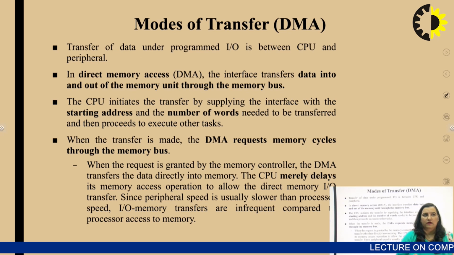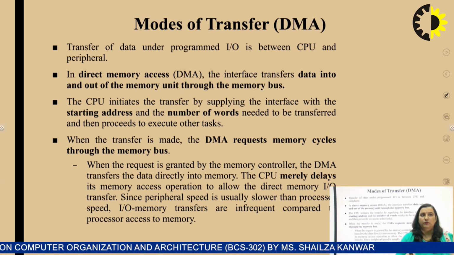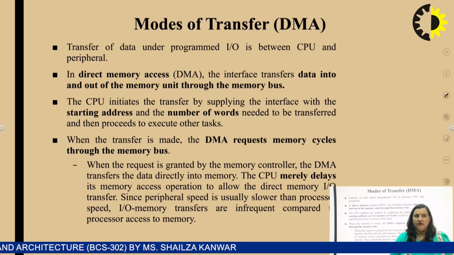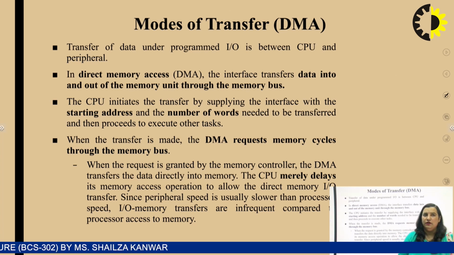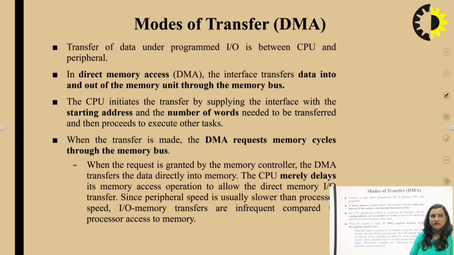So in direct memory access, the interface transfers data into and out of the memory unit through the memory bus, and the DMA controller takes the authority of the bus from the CPU. The CPU initiates the transfer by supplying the interface with the starting address and the number of words needed to be transferred, and then proceeds to execute another task. And when the transfer is made, the DMA requests memory cycles through the memory bus.